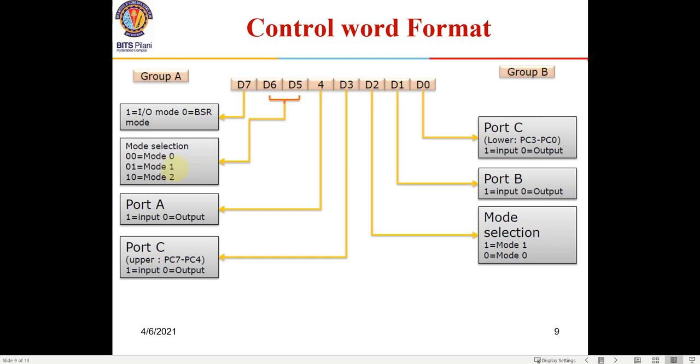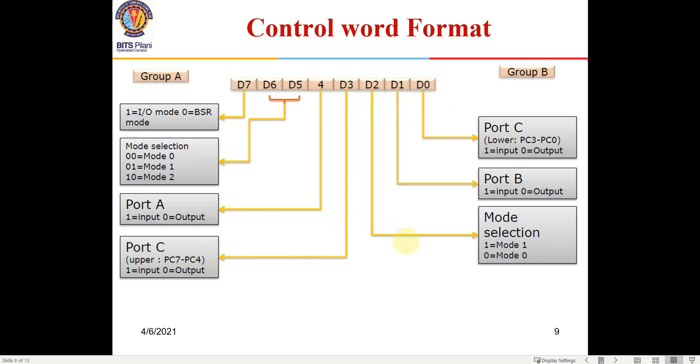You don't have to configure port C separately. If you configure port A as mode 2, all the 8 lines of port C will be taken for handshaking signals. Now this bit, if it is 1, corresponds to port A being input. If it is 0, port A is going to be the output. And then this pin, again, 1 is equal to input, 0 is equal to output for upper port C, the 4 pins of port C.